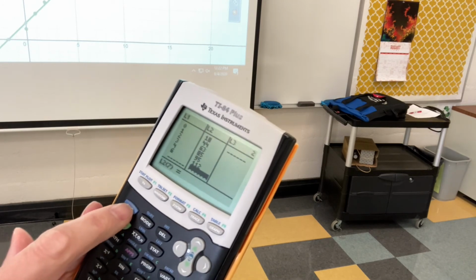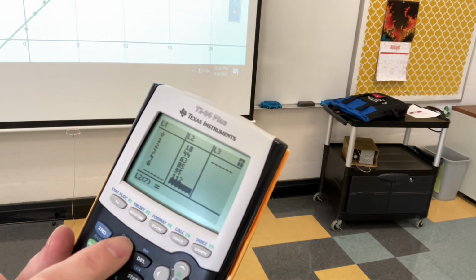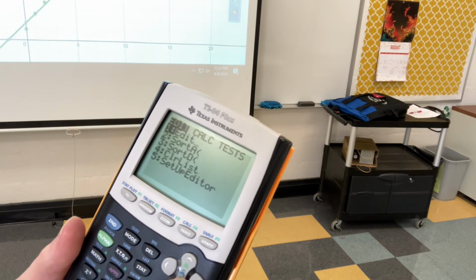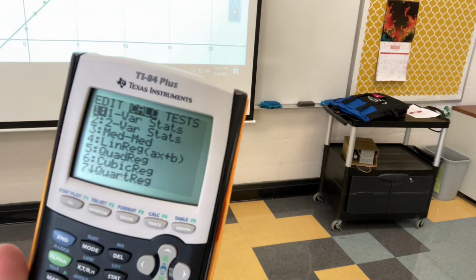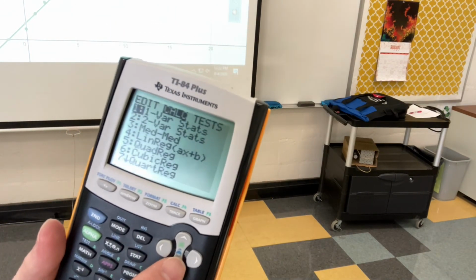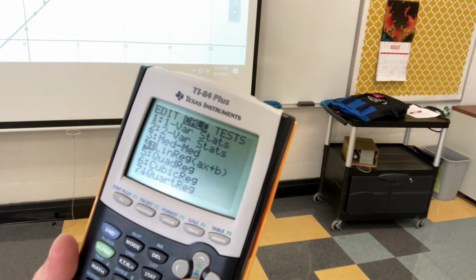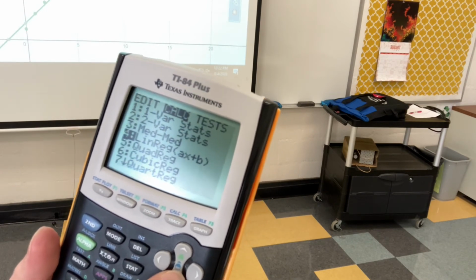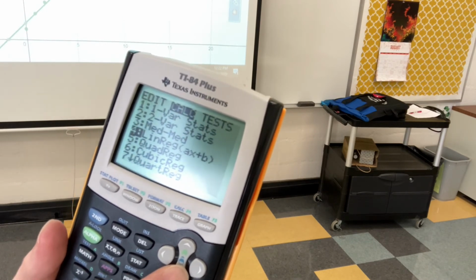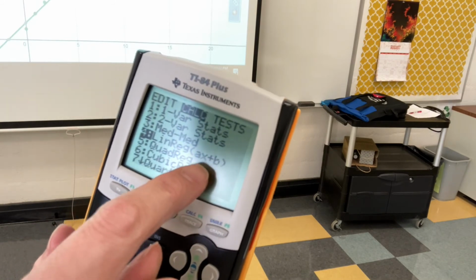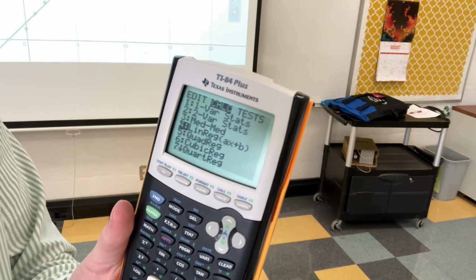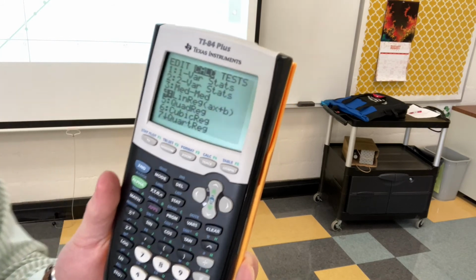Okay, so once you type those in, you quit out again to the home screen, and then go back to stat and over to calc. Under calc, if you scroll down a little bit, you'll see LinReg. That stands for linear regression. And they use AX instead of MX, but it's the same thing. So the A will represent your slope.